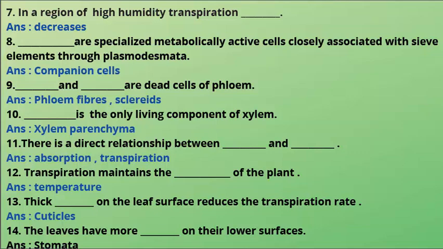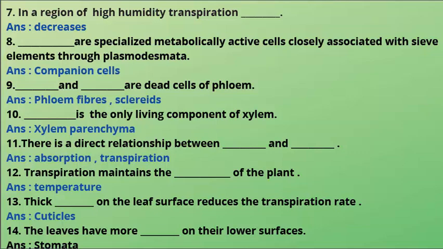Answer is companion cells. Companion cells are found in phloem tissue in association with the sieve elements. Both the companion cells and sieve elements are components of phloem tissue, and they are interconnected or closely associated through these microscopic channels which are known as plasmodesmata. Next, number 9, dash and dash are dead cells of phloem.